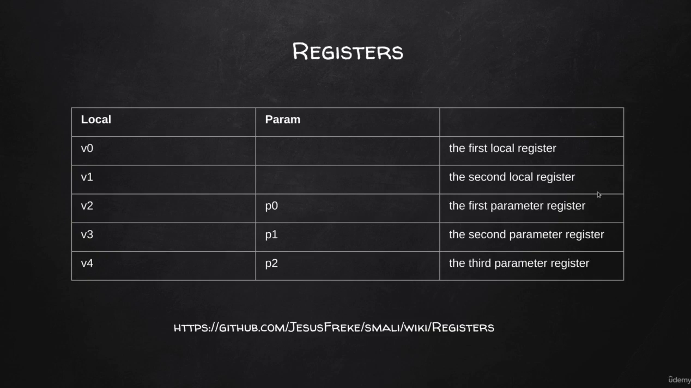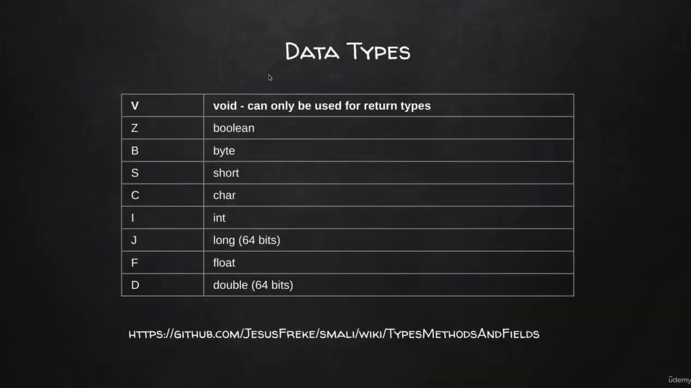After registers, in Smali we have data types. Dalvik bytecode has 2 major classes of types, primitive types and reference types. Reference types are objects and arrays, everything else is primitive, as you can see in here. When you see these letters in Smali code, it actually means the corresponding data types mentioned in this table. So if you see V, it means void. If you see Z, it means boolean, and so on. If you want a little more understanding of these data types, you can go to this URL.